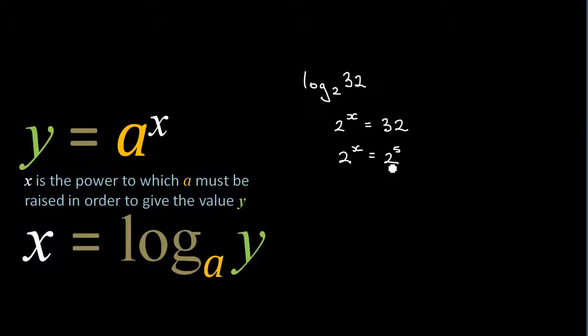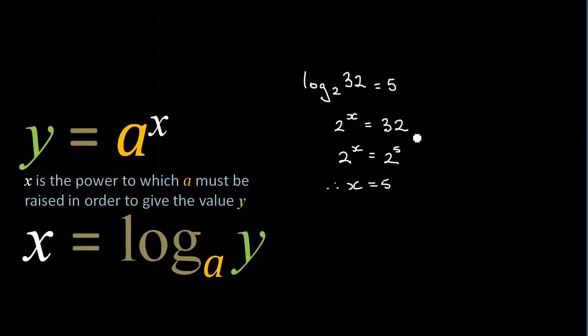So we've now got the bases equal. We can see very clearly now that x must be 5. If 2 to the power x equals 2 to the power 5, then x must be this number here, 5. So our solution is x equals 5. So log of 32 to the base of 2 equals 5.